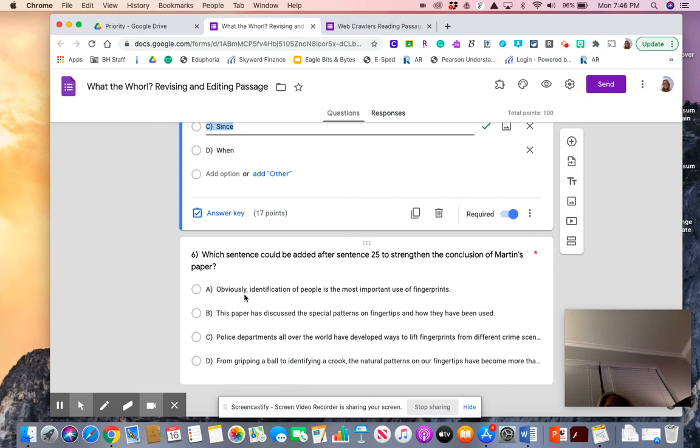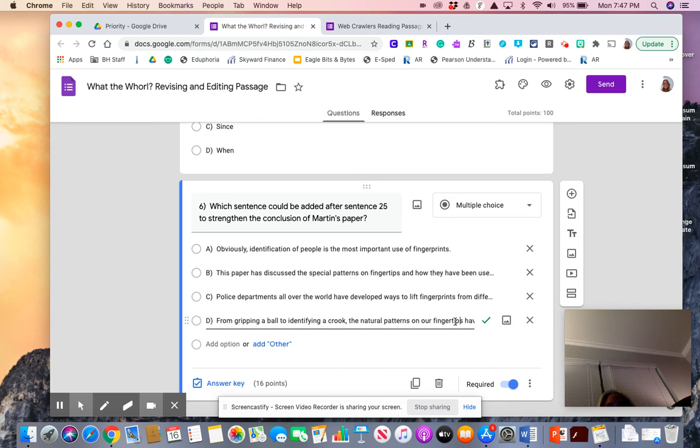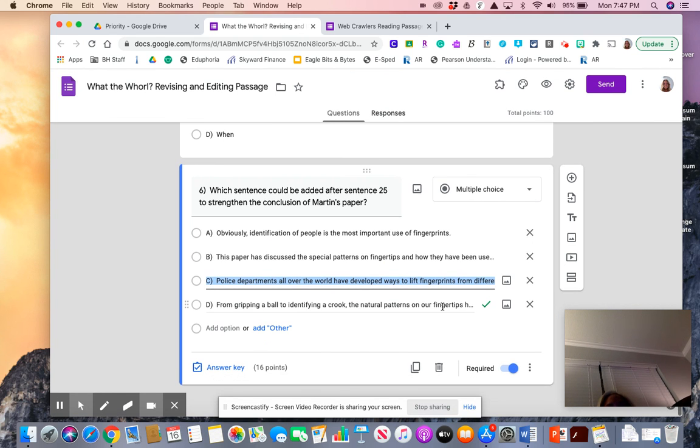A. Obviously, identification of people is the most important use of fingerprints. B. This paper has discussed the special patterns on fingertips and how they have been used. C. Police departments all over the world have developed ways to lift fingerprints from different crime scenes. D. From gripping a ball to identifying a crook, the natural patterns on our fingertips have become more than just decorations. All right. Make sure you use your strategies.